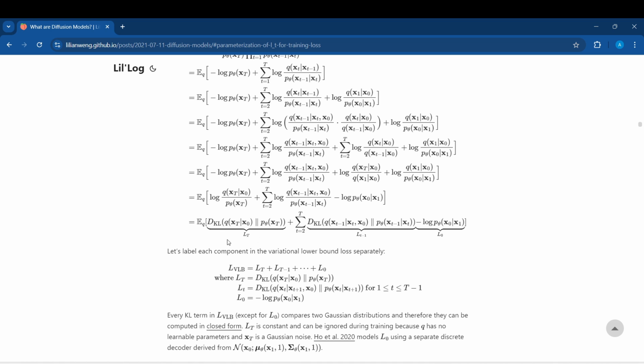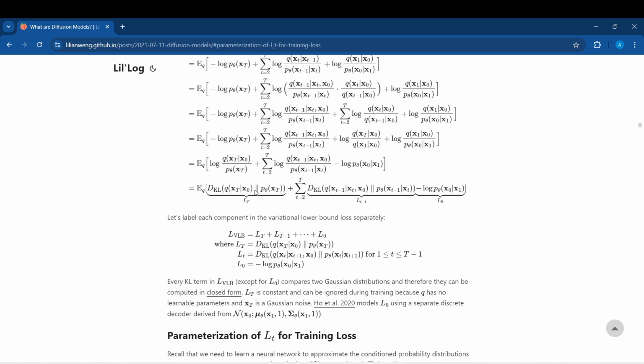And this has three terms mainly: this first KL, second and third KL. The loss is decomposed into a variational lower bound loss separately, and this has this term, where L_{t-1} and L_0, and from t=2 to T, so we have this sum here. Let's understand what this L_T is actually.